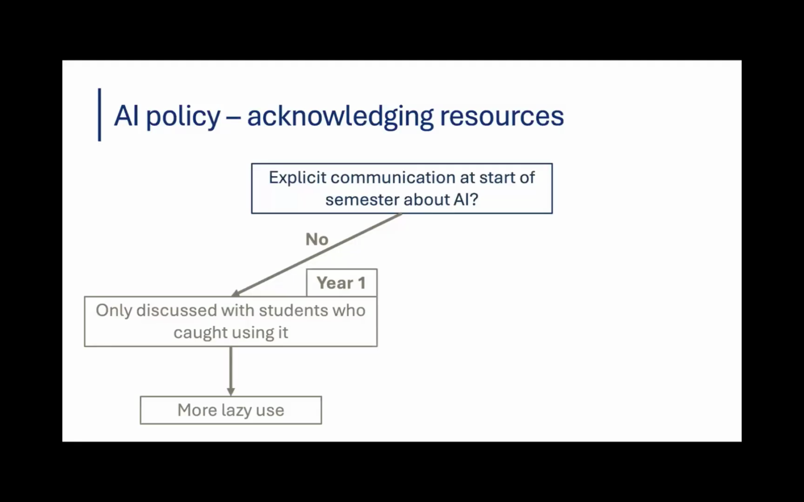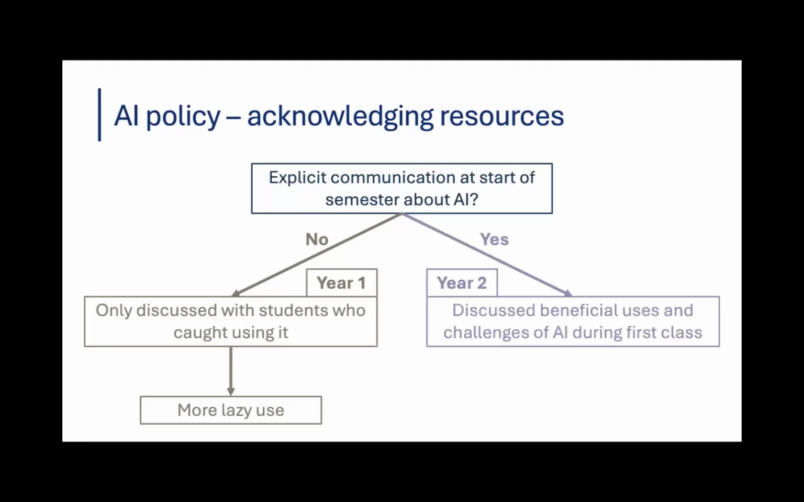So very lazy. And this led me, the second time that I was teaching the course, to have a more explicit statement in my syllabus, but also spend time on the first day to talk about the beneficial uses of AI, where I've used it in my own research in ways that are useful, but also the challenges. At this point, I also talked about some of the ethical considerations of using AI and the environmental costs. Since much of my class were environmental engineering students, I think that explicitly talking about those costs made them a little bit more hesitant to use it and think about whether this was truly a worthwhile use.